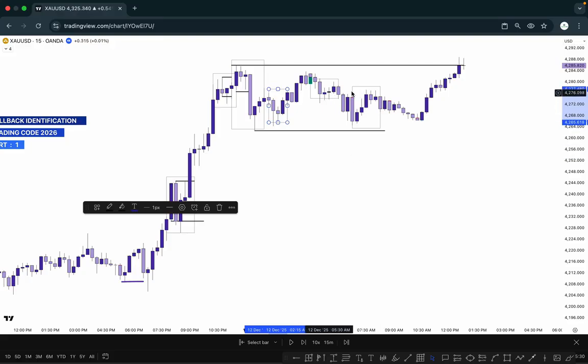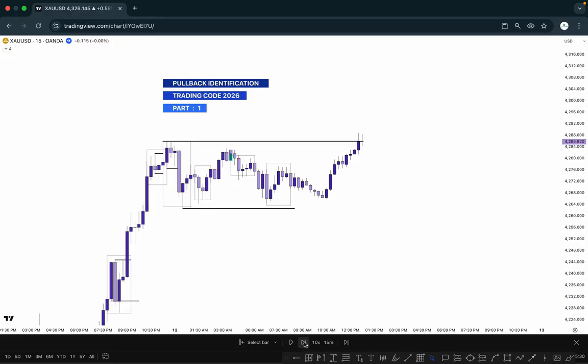So these are minor pullbacks, because they are created between the major pullbacks. The pullback is here. That's why we can consider this one our minor pullback, and these are major pullbacks, right? But these are also valid pullbacks. And let's see what happens next after this one and how price makes a higher high.